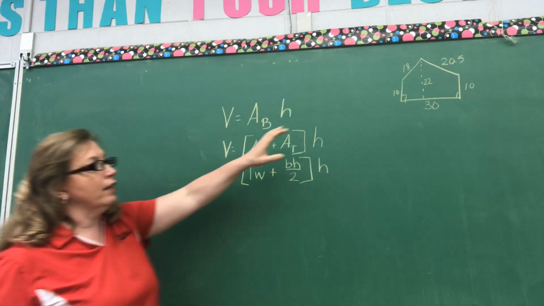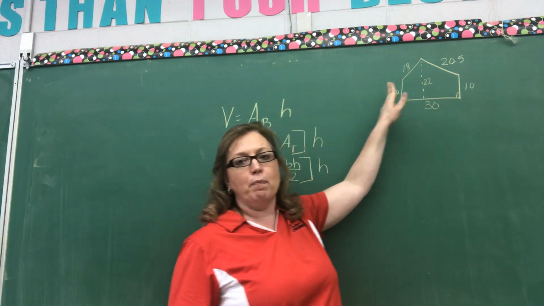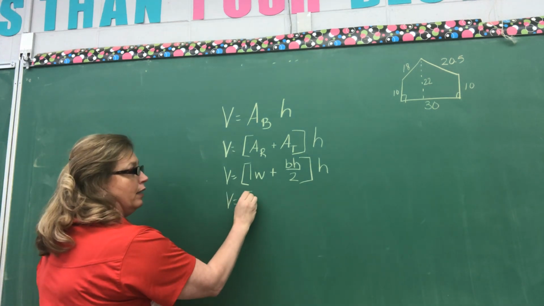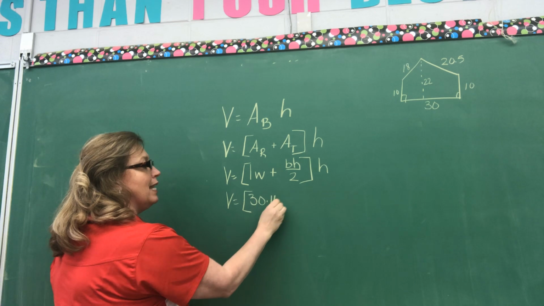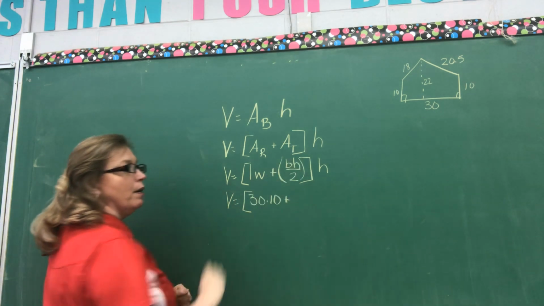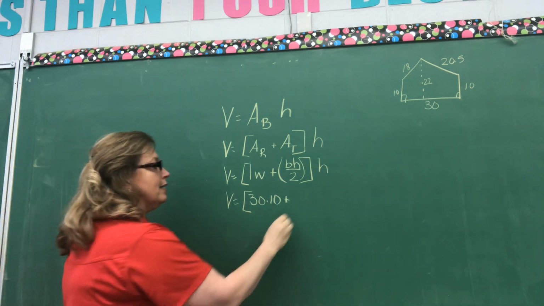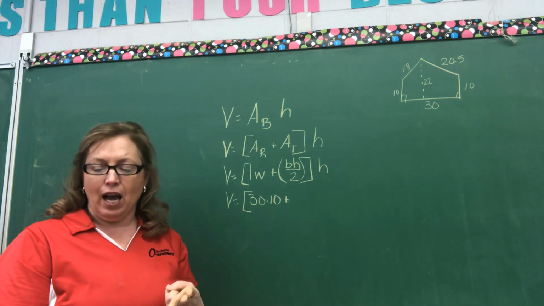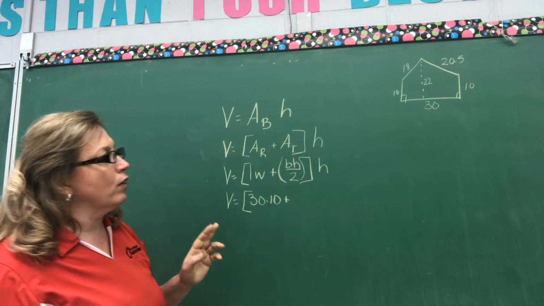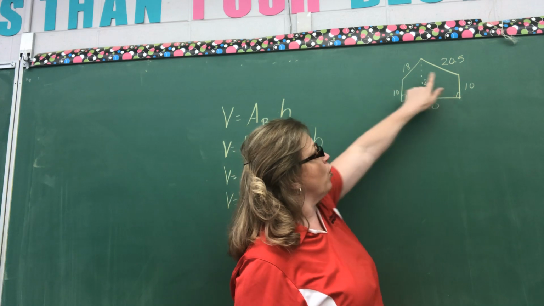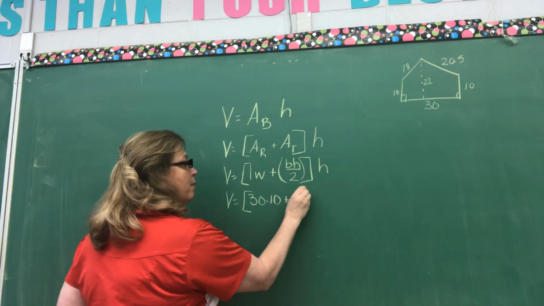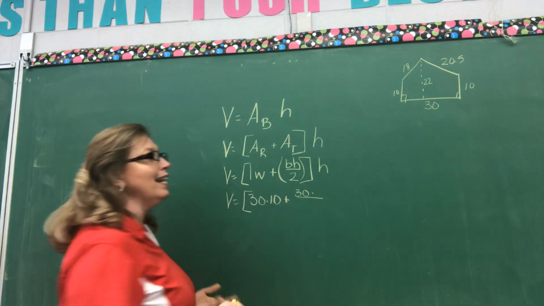So first, thinking about this rectangle along the bottom, what are my measurements? Well, the length would be 30, the width is 10. Now, I have to look at this portion, my triangle. I need to say, what is the base, the height of my triangle? Well, if you look at the triangle, it would go all the way from corner to corner, so it's going to be 30.